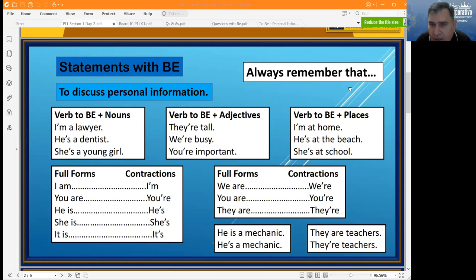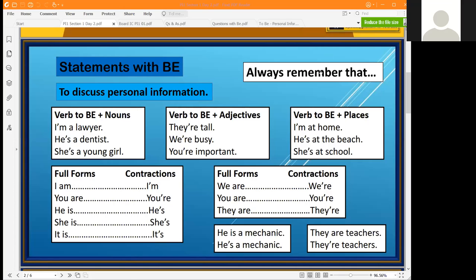Or we use adjectives. Adjectives are the words that qualify nouns. So we say, they're tall, we're busy, we're important. Okay, and also we use the verb to be with places. So I'm at home, he's at the beach, she's at school. Someone says, teacher, what's a place? A place is where things are, like Metro Centro, like in the park, downtown, in the city. Those are places.